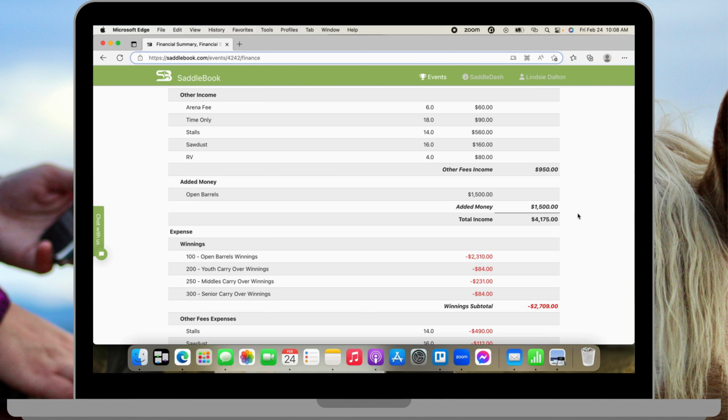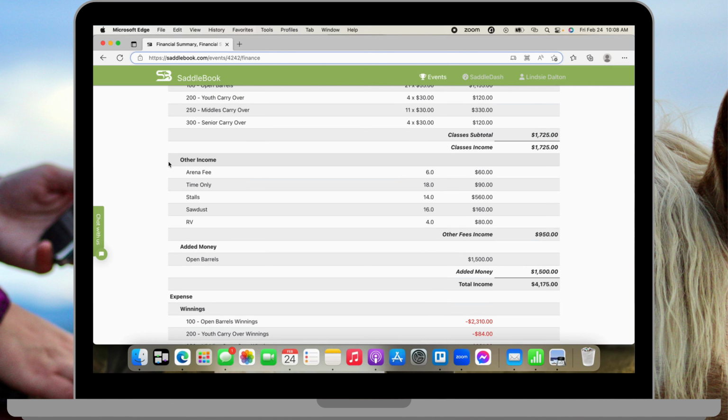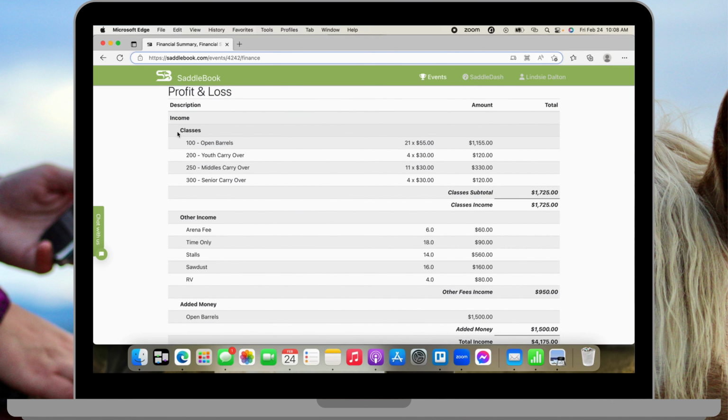Continuing down the line, we have your added money section. This would be any of those classes that you have added money to and checked the box include in financial statement. So here we have your open barrels that had $1,500 added in the added money section, bringing your total income to be $4,175, including your added money, other income from additional fees, and your income from each class.